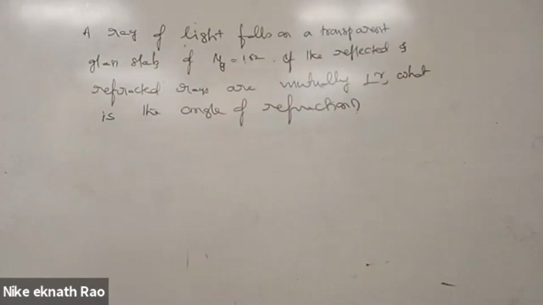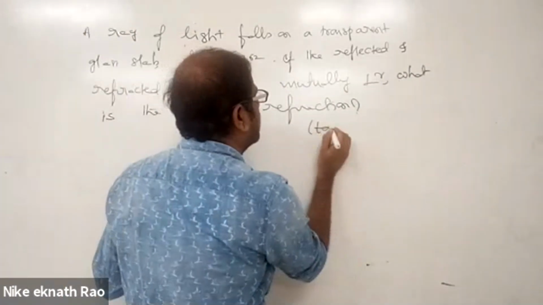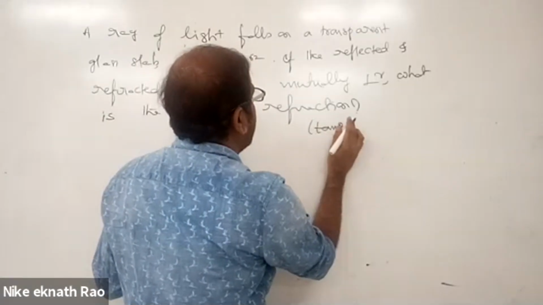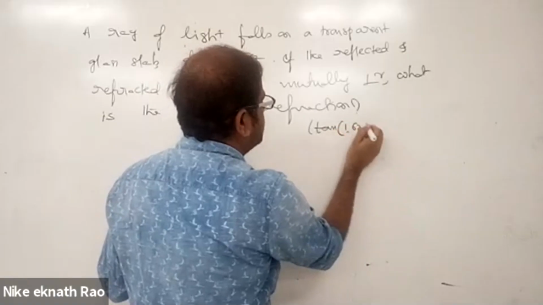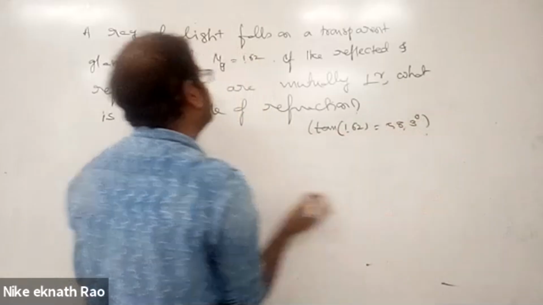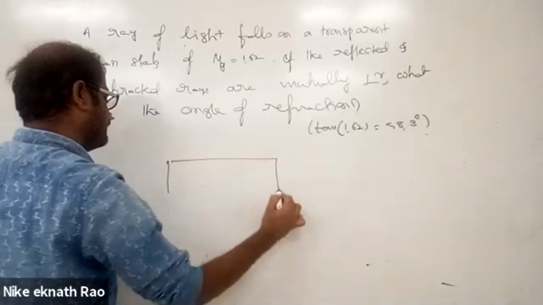Okay. Now, what to do, tell me now. Tan inverse of 1.62 is 58.3 degrees.